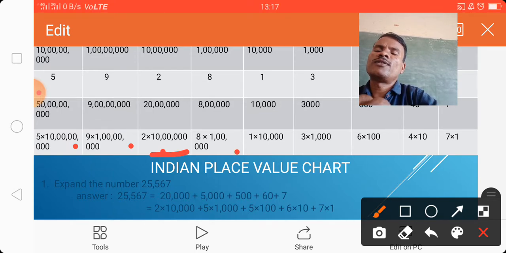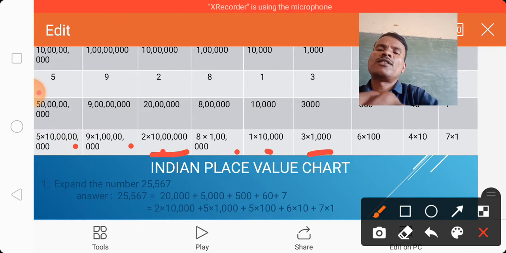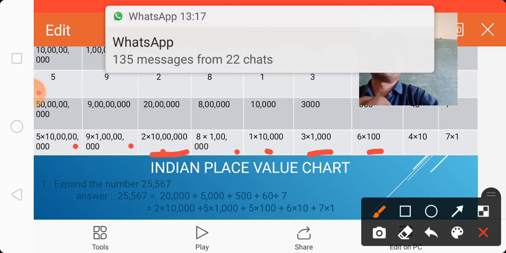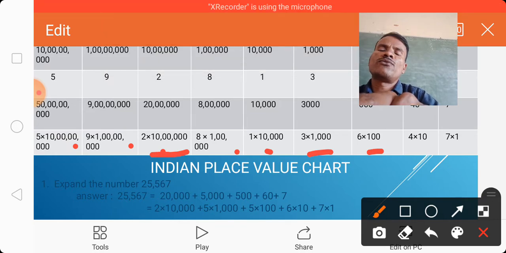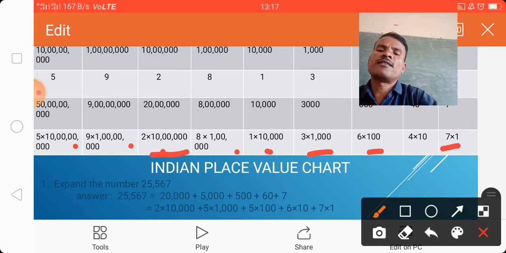1 is in the 10,000's place, so 1 into 10,000. 3 is in the thousands place, that's why it is 3 into 1000. 6 is in the hundreds place, so 6 into 100. 4 is in the tens place, that's why 4 into 10. Then 7 is in the ones place, so it's 7 into 1.